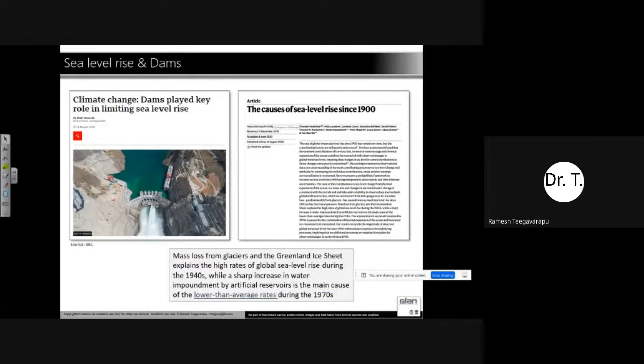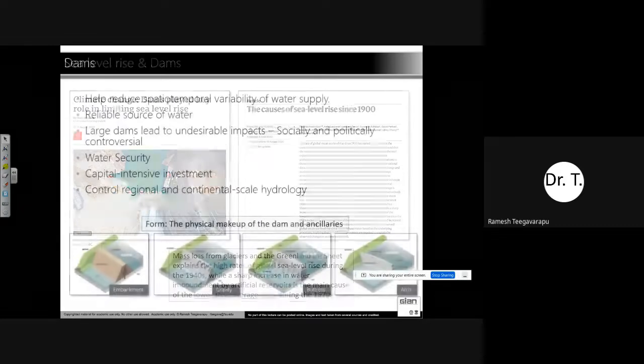Some advantages of the dams they have seen in the past. So, for example, previously, before dams were constructed, the sea level rise was increasing, but then the dams started construction in the 1940s. That really helped to control the sea level rise because we are storing a tremendous amount of water. But of course, this is one study which is indicating that dams might have positively contributed to reduction or limitation of our sea level rise.